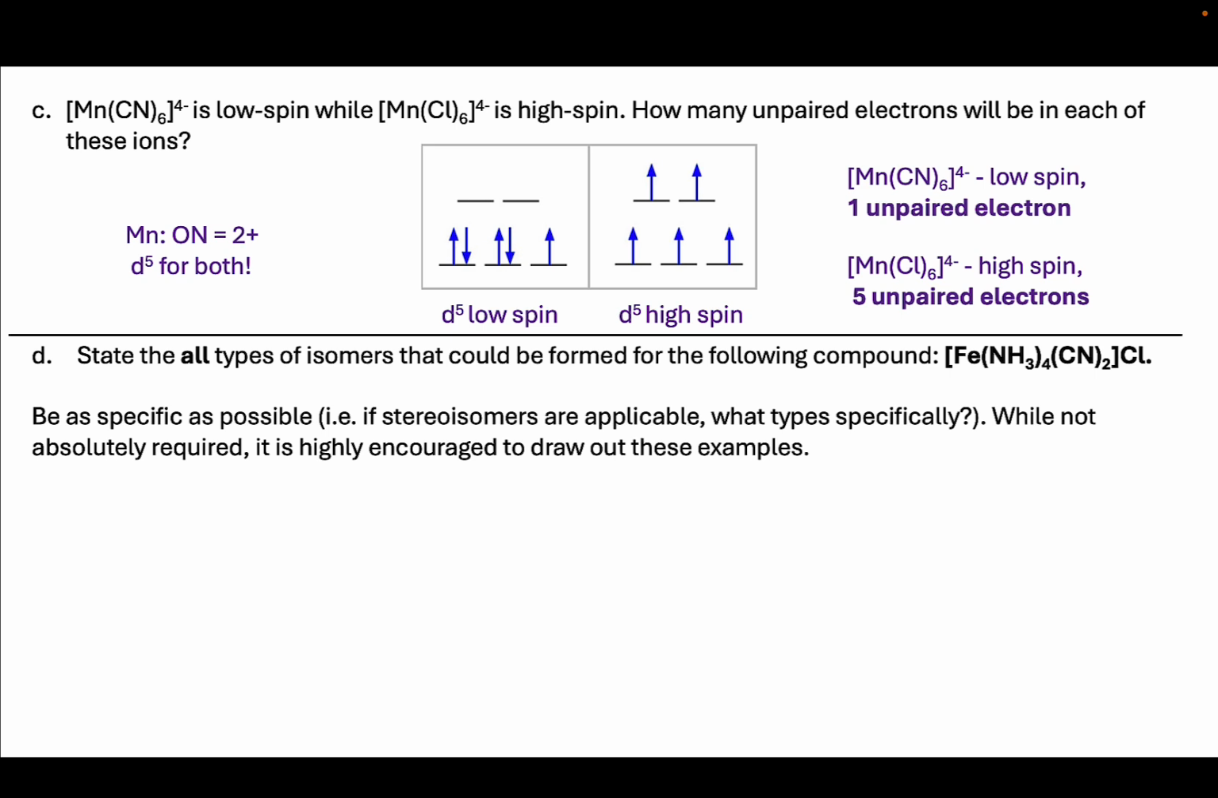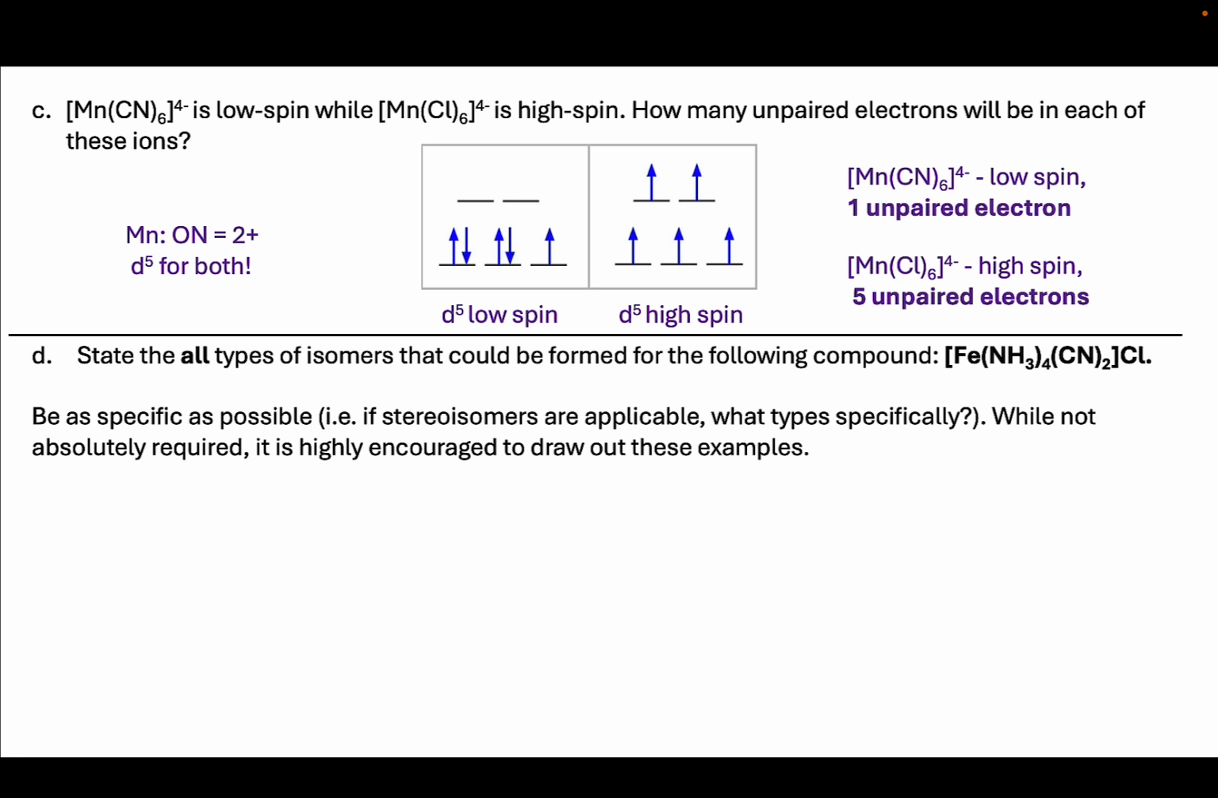Now, this question is a little bit in contrast to what you might see experimentally, where what you may determine is, well, it looks like there's no unpaired electrons, or there's very few unpaired electrons. That could lead to a determination about high spin versus low spin, which could lead to a conclusion about the crystal field splitting delta. Okay, the last question is about isomers.